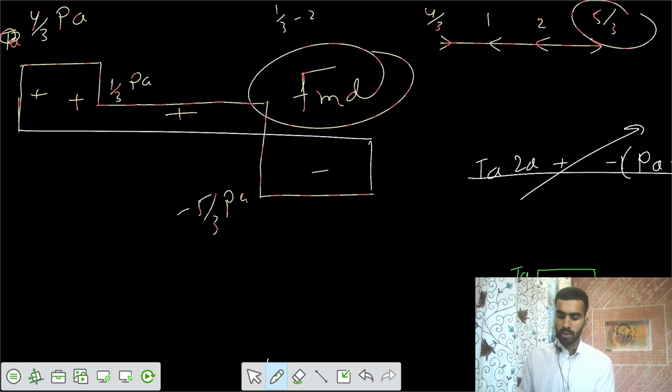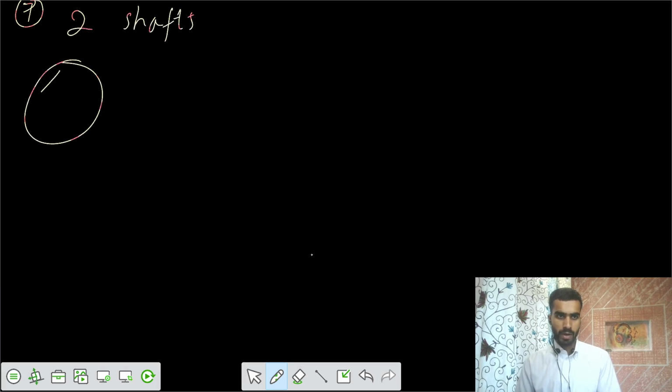Now let's take one more problem. Let's have the other one, problem 7. So we have two shafts. One is a solid shaft, and the diameter is D.